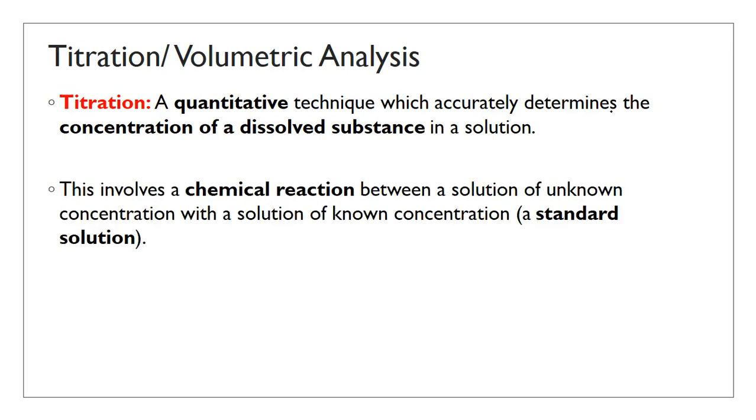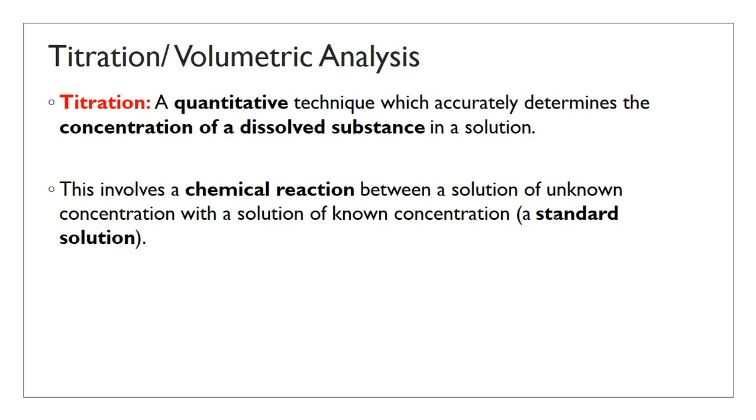This involves a chemical reaction between a solution of unknown concentration and a solution of known concentration. So you're always going to have at least two solutions in a titration experiment, and most of the time you only have two. One is the unknown, so you know what the solution is, but you don't know what its concentration is. That's the unknown part. And for the other solution, you know the identity as well as its concentration.